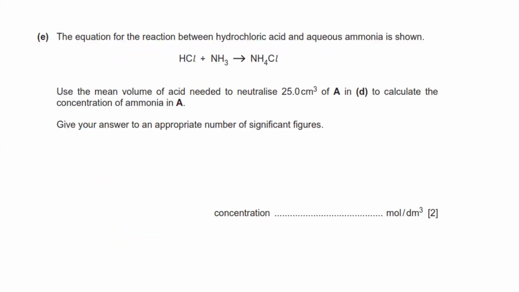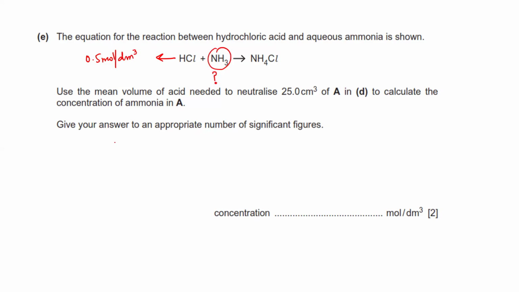So moving ahead, it says the equation for the reaction between hydrochloric acid and aqueous ammonia is shown. Okay, so the equation is shown to us. They use the mean value of acid. Remember, the mean value of acid in A is 15.1 to neutralize 25 centimeter cube of A in D to calculate the concentration of ammonia. Okay, so what we have here is the HCl. The concentration of HCl is 0.5 mole per dm cube, and we have to find the concentration of ammonia.